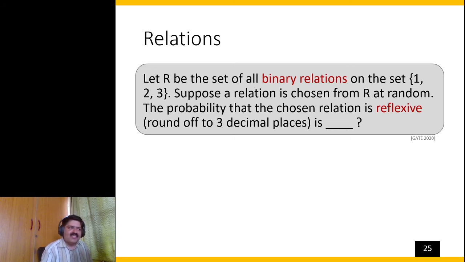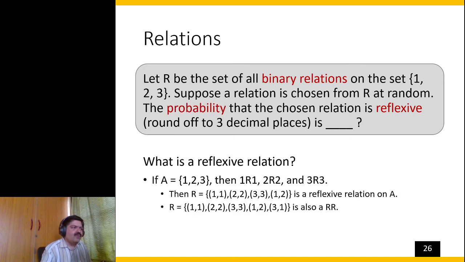Please pause the video here and try to work this out yourself. Okay, so let's continue discussing this. What is a reflexive relation in the first place?